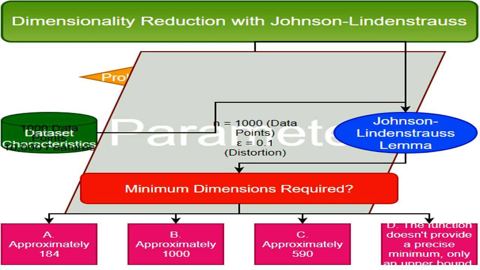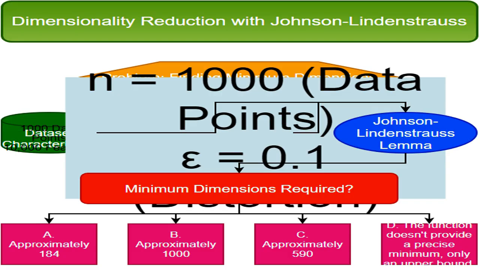It guides my choice of the minimum number of dimensions. I'm trying to determine the minimum number of dimensions that satisfies the Johnson-Lindenstrauss lemma's guarantee, given my parameters. This is where I use the Johnson_Lindenstrauss_min_dim function or its underlying formula.